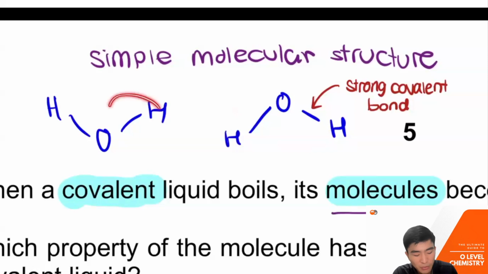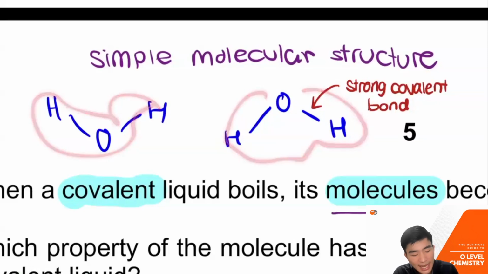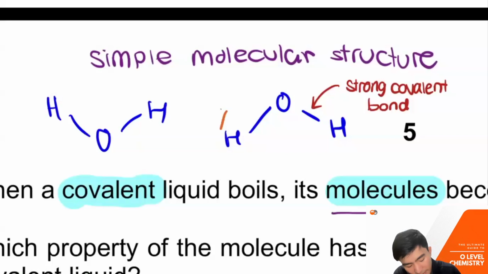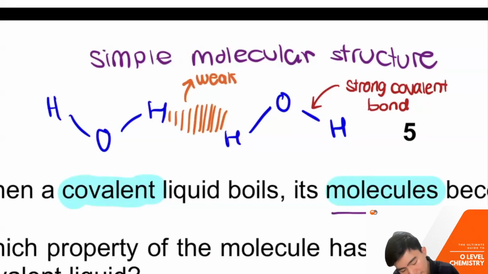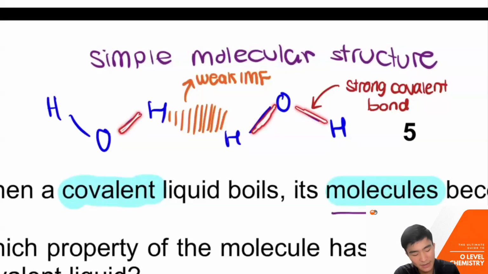Now, between each molecule, what exists between them? This one over here is what we call the weak intermolecular force of attraction. Students always confuse these two. The one highlighted in red is a strong covalent bond, which means it is very difficult to break. I need high temperature. Whilst this over here is the weak intermolecular force.